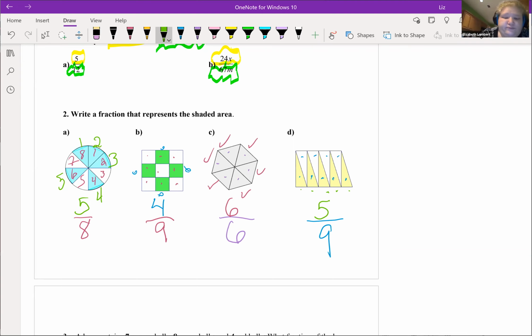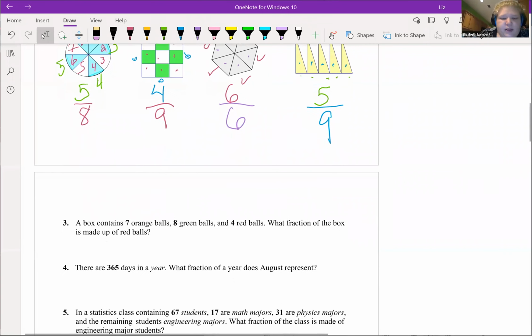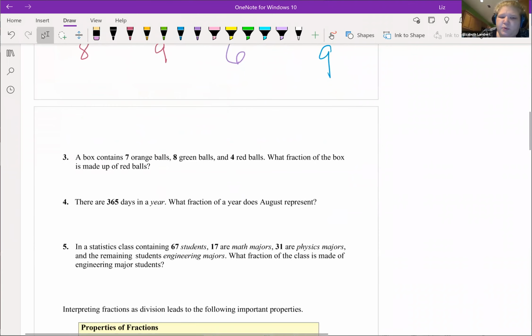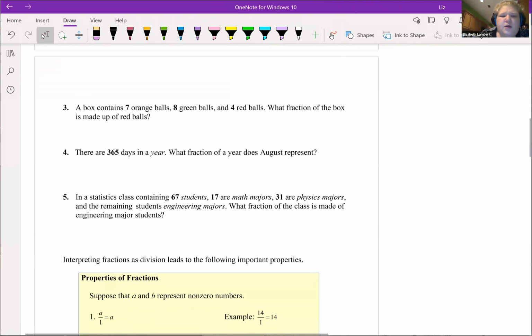All right. Now, same kind of thing in 2, but we're going to do it with words. A box contains 7 orange balls, 8 green balls, and 4 red balls. What fraction of the box is made up of red balls? None, because the box is not made up of balls, it contains balls.